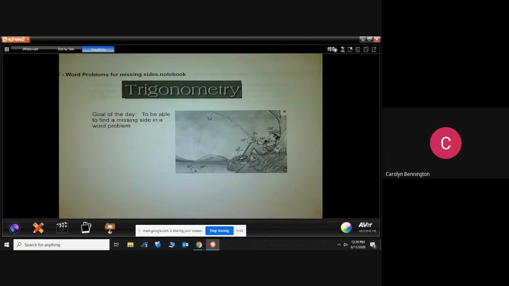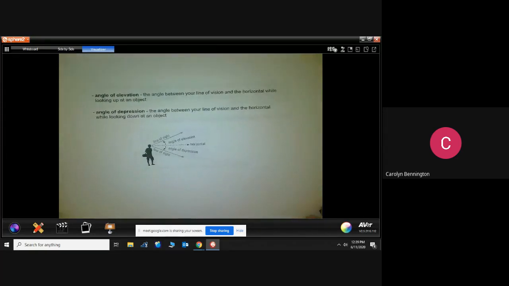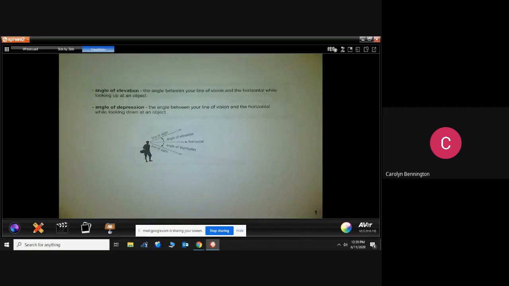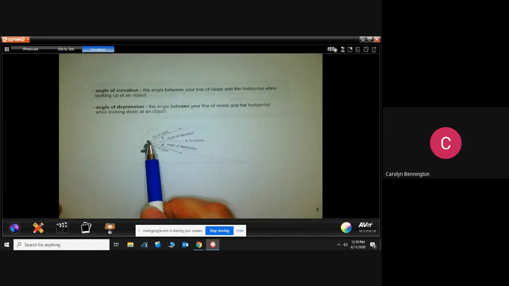In this lesson, we are going to be solving word problems that involve right triangles and trig functions. For some word problems, you might have to know the difference between the angle of elevation and the angle of depression. The angle of elevation, you can think about it if you are looking straight ahead and then you look up. That is the angle of elevation.